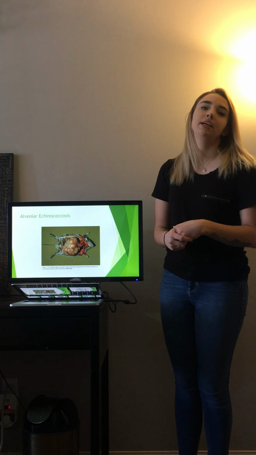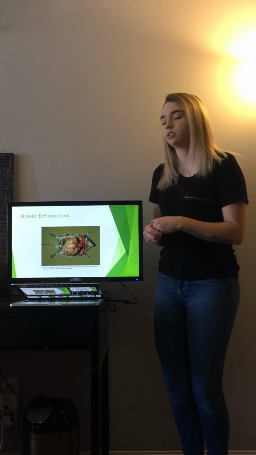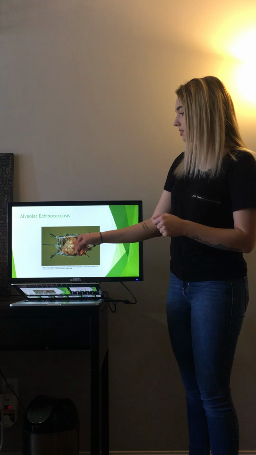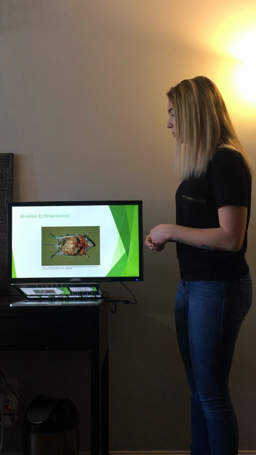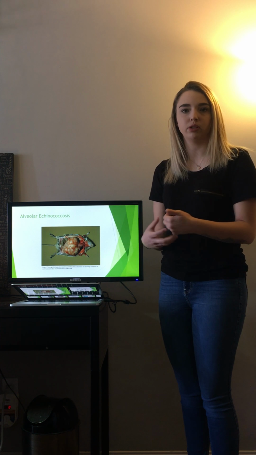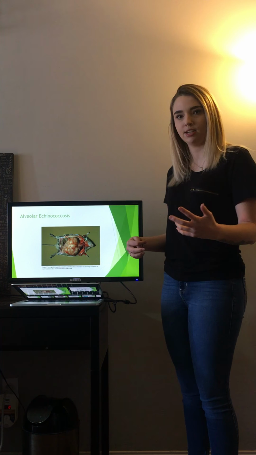We can see in this slide here that this is an example of a mouse that has the alveolar echinococcosis disease. So we can see there are some cysts that have attached to an organ and that have multiplied to the point where it has completely taken over the mouse's body. We can only assume that this was the cause of death because of the severity of the infestation there.